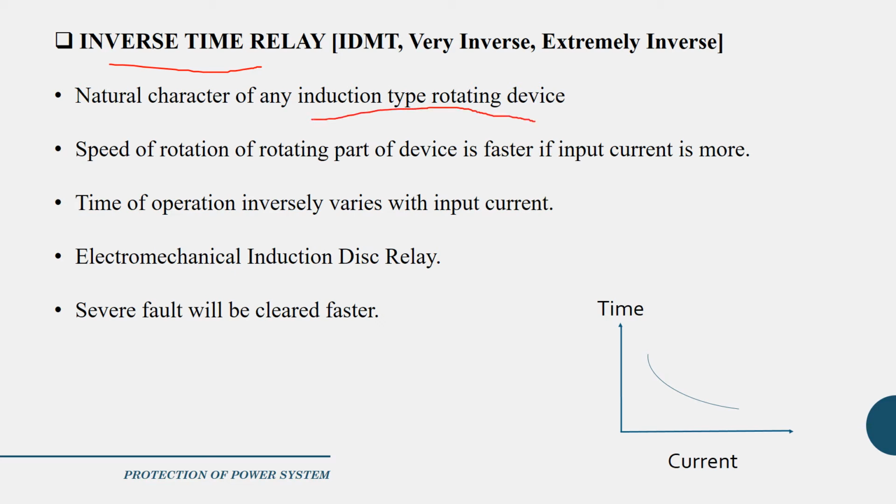Time of operation inversely varies with the input current. The more the current, the less time will be taken. The electromagnetic induction disk type relay shows such characteristics. Since the time of operation inversely varies with the input current, a severe fault can be cleared in a faster and effective manner. The figure shows the inverse time characteristics of the relay.